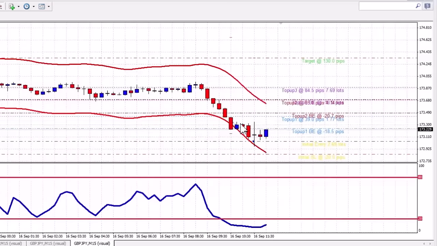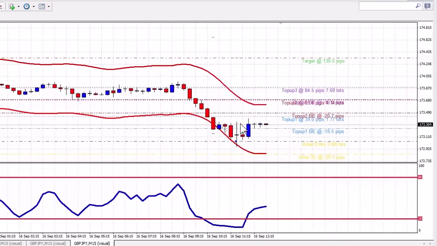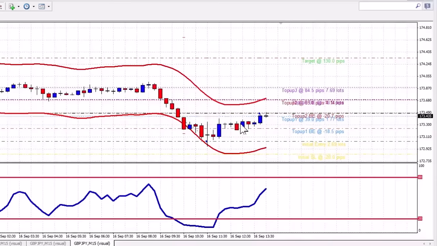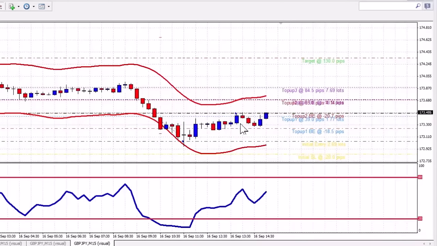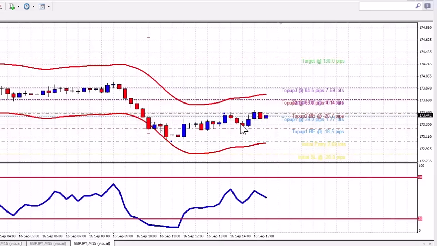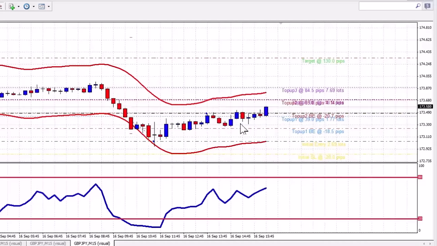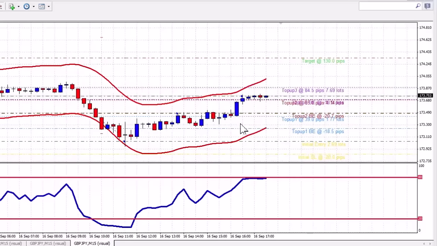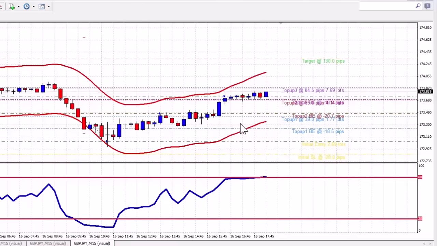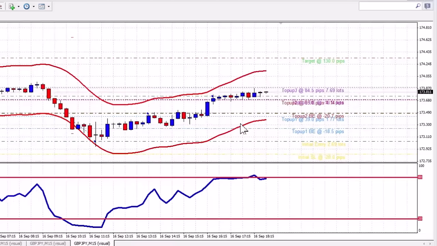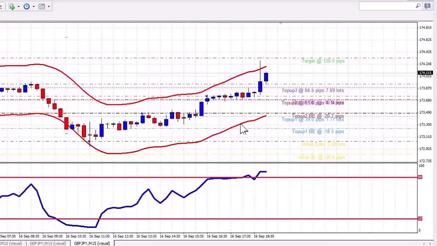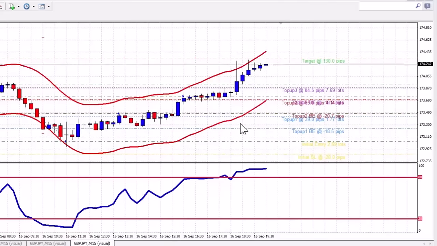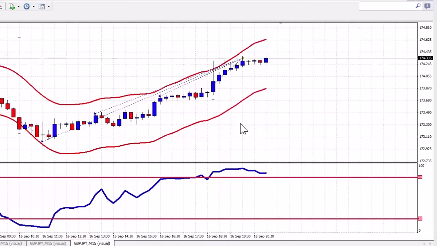Double in a day trade again. Second activation. Third activation, on its way to the target now. Hopefully. Oh, so close. Okay, there's another double in a day trade.